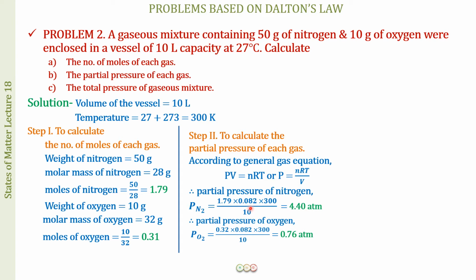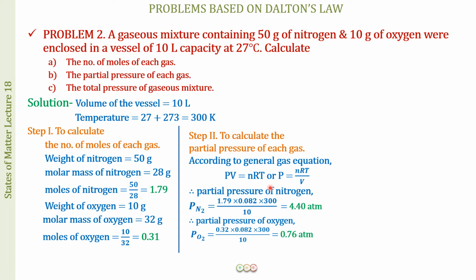Fine. And the temperature given to us is 300 Kelvin. The volume is 10 liter. So the partial pressure of nitrogen is going to come up to 4.40 atmosphere. Similarly, when you put the value of number of moles of oxygen over here, you are going to get the partial pressure of oxygen to be 0.76 atmosphere. So we have found out the partial pressure of each gas from the number of moles of each gas, the volume, the temperature, and the universal gas constant value you already know.